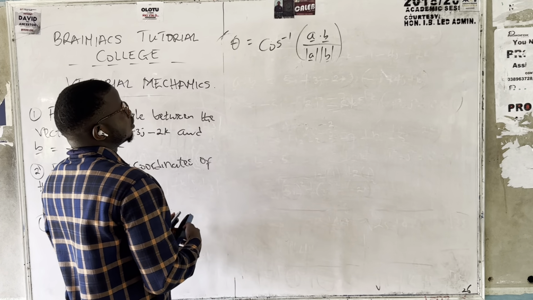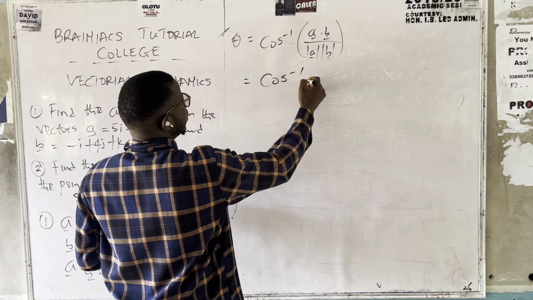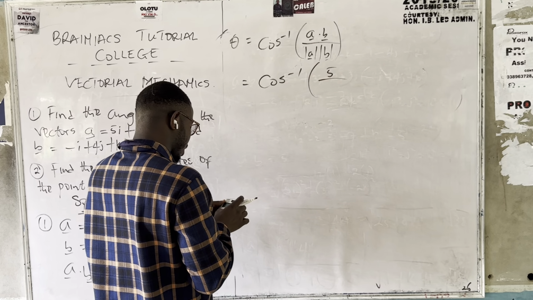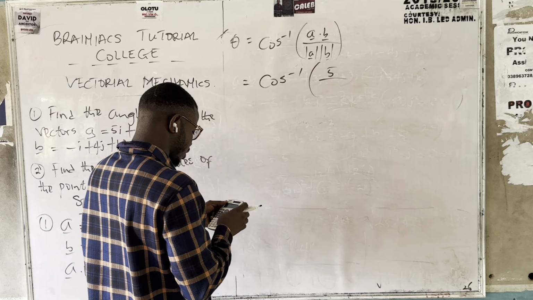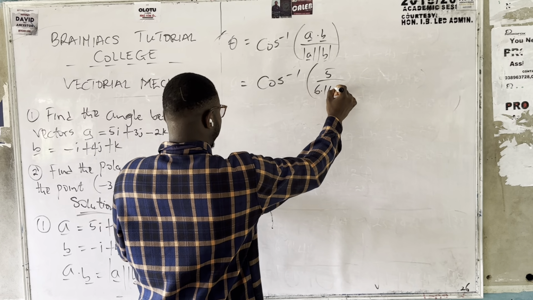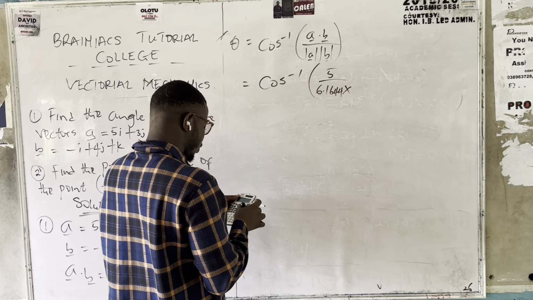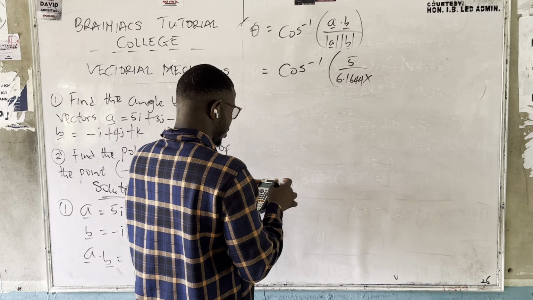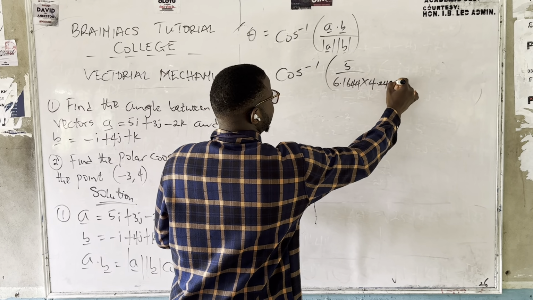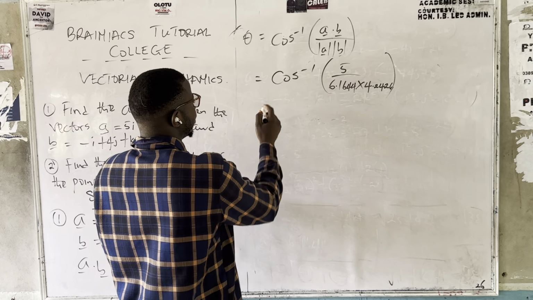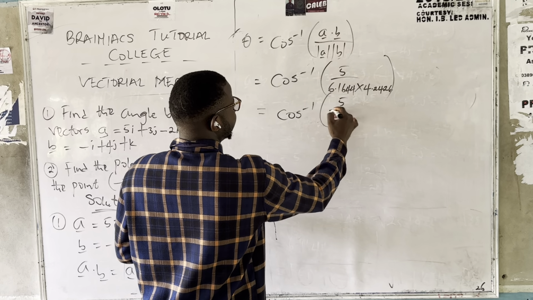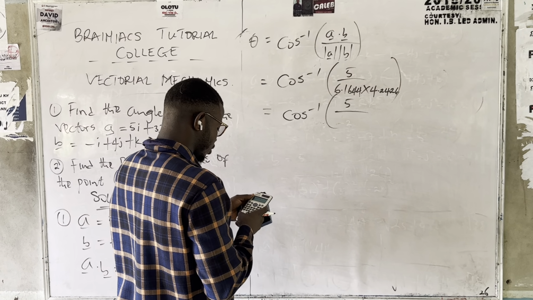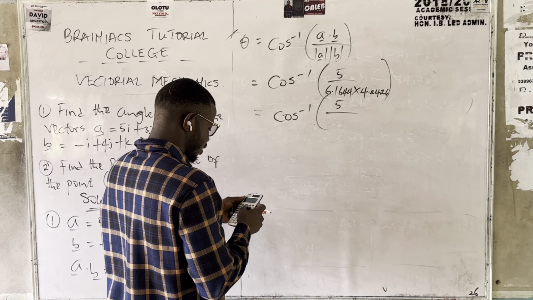Okay, so now that will be cos inverse of A dot B, which gives us 5, over the magnitude of vector A, which is the square root of 38, that's 6.1644, times the magnitude of vector B, which is the square root of 18, that's 4.2426. So we have 5 over 6.1644 times 4.2426.